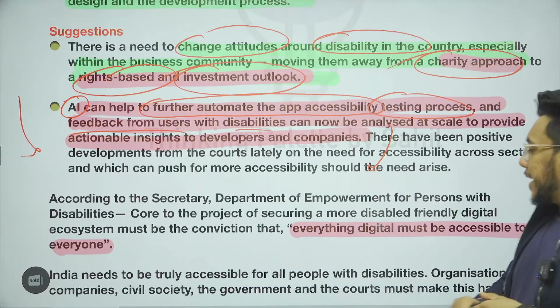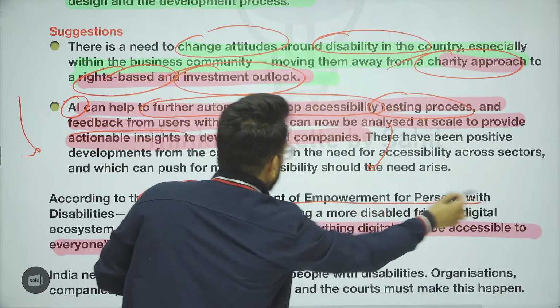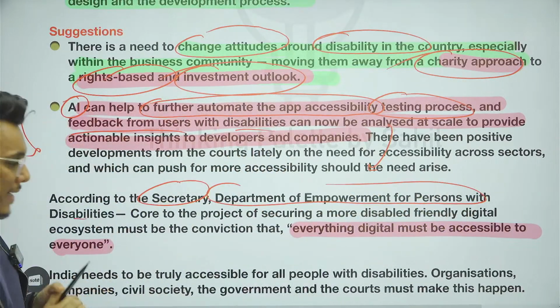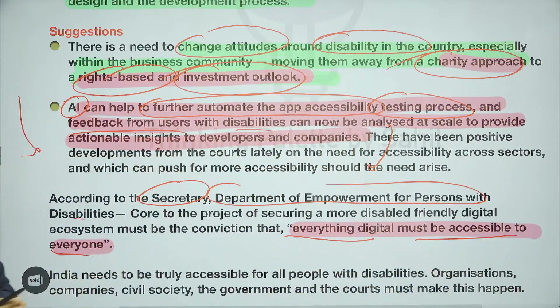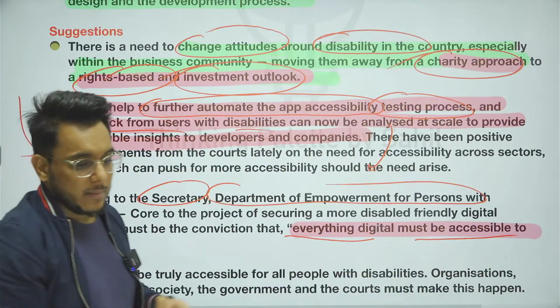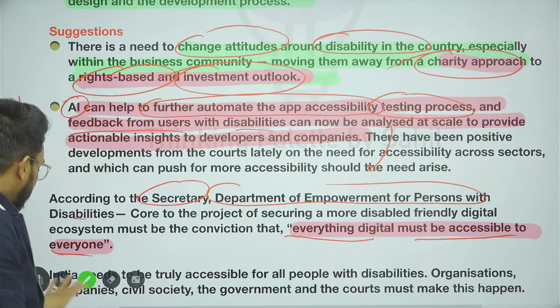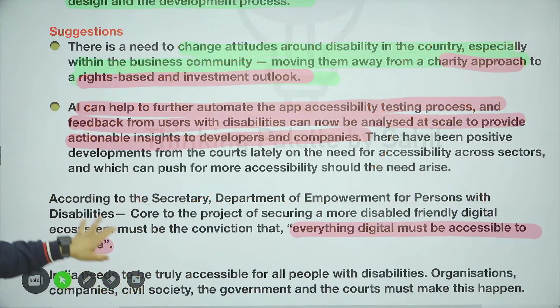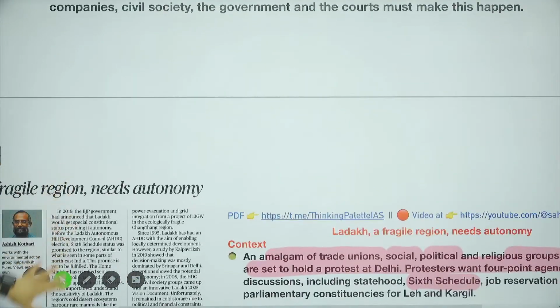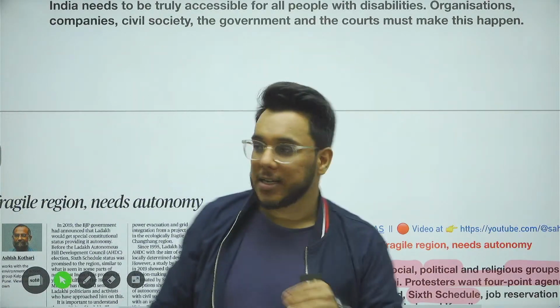Now, recently, the secretary of the Department of Empowerment of Persons with Disabilities said this thing: everything digital must be accessible to everyone. Everyone should be able to access it. Okay, so this is something that needs to be taken care of. So now the time has come that we need to ensure all the types of accessibility to the disabled people.